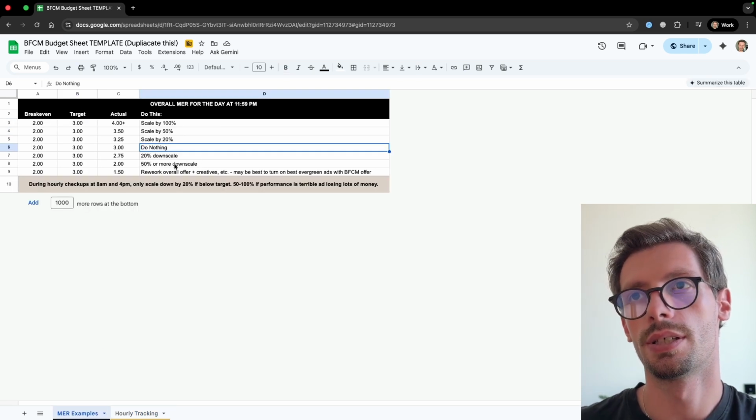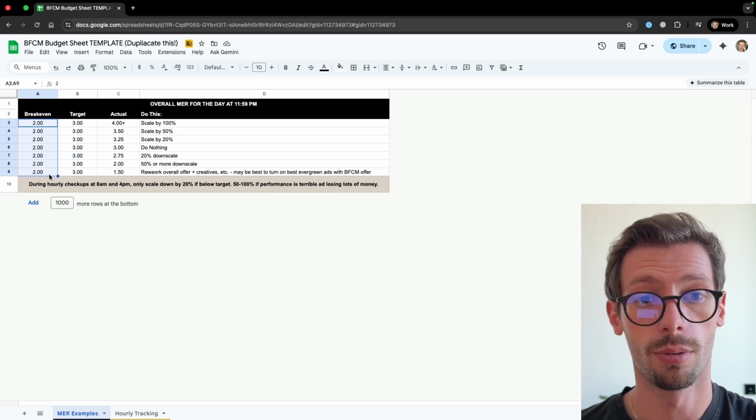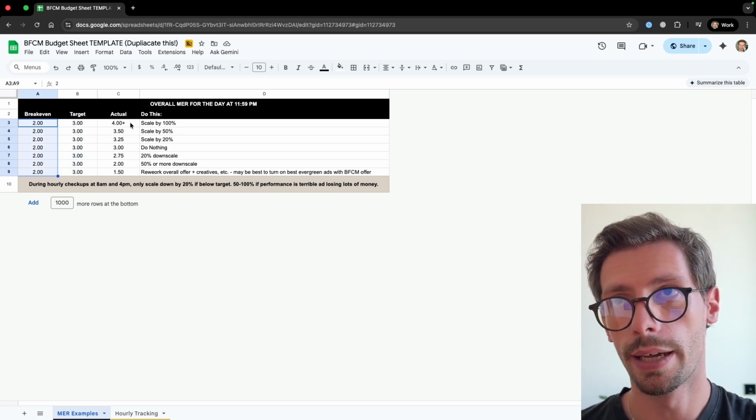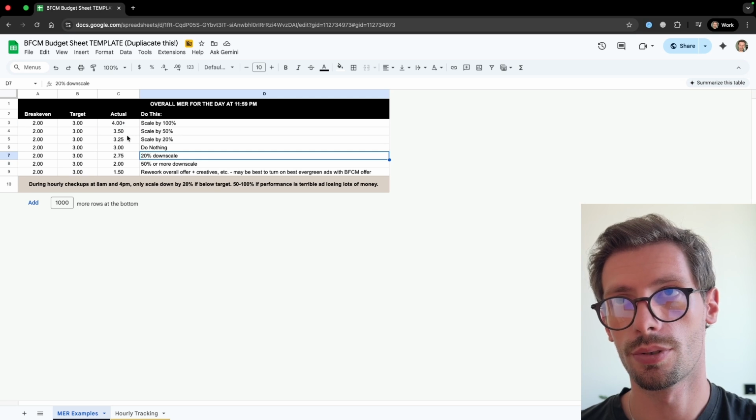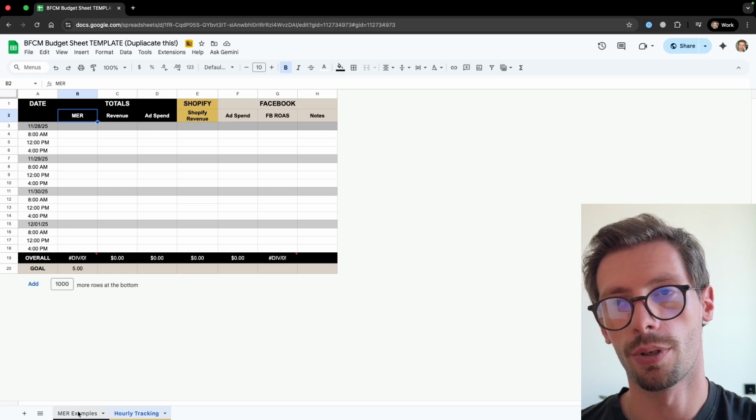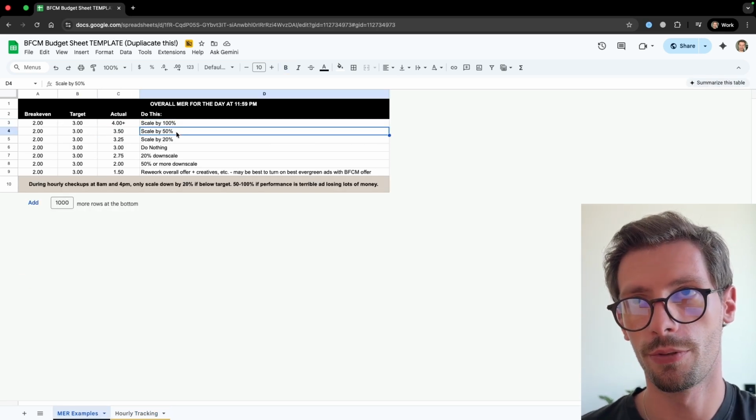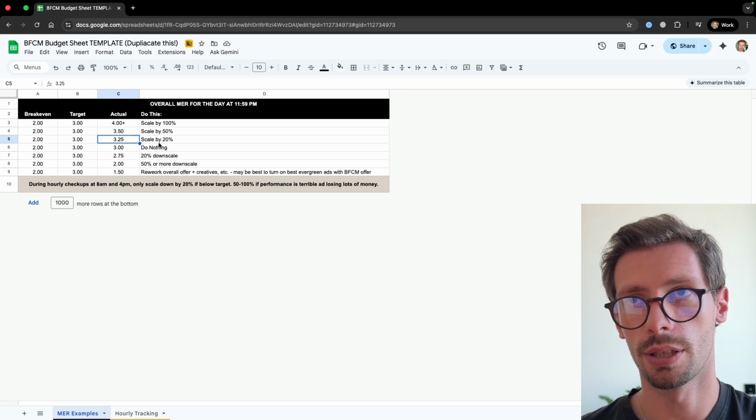Now here are some examples. Let's say your target is an MER of 3, your break even with your Black Friday offer is 2. And this is what I would do in different scenarios. So if you're way above your target, let's say a whole ROAS point, I would just really go and double the budget at one of those checkpoints whenever this is the case. If you are half of a ROAS point above, I would just scale by 50%. If you're just slightly above your target, I'd scale by 20%.